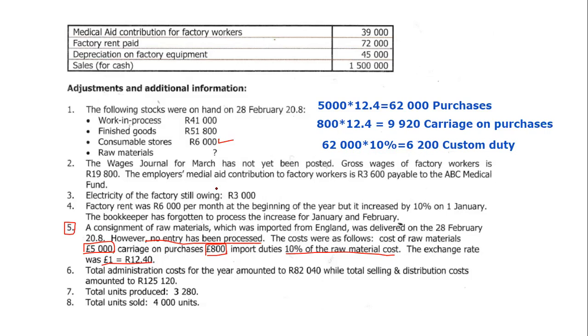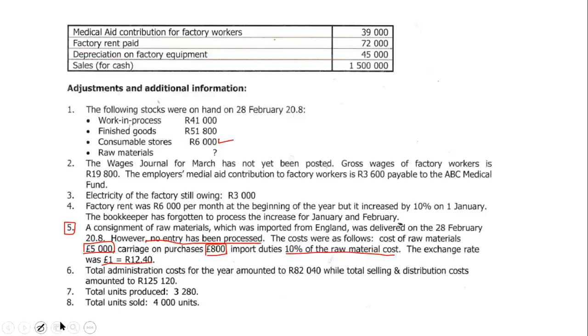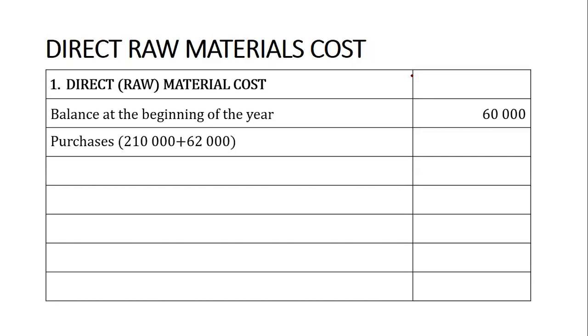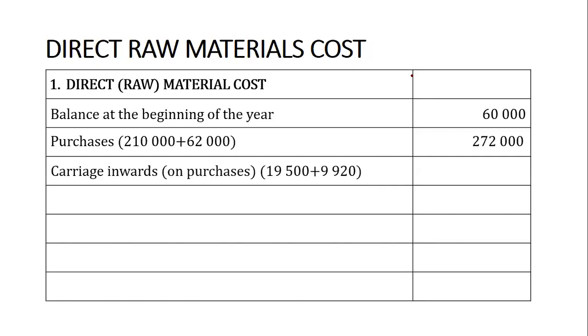In direct material, net purchases will be 210,000 plus 62,000. We spoke about that. You're going to have carriage on purchases, which is 19,500. We're going to add 9,920, which is calculated. It'll give us carriage on purchases of 29,420. We're going to add our import duties that we just calculated, which is 6,200. And then we're going to have that amount, but we still need to minus the value of the closing stock.